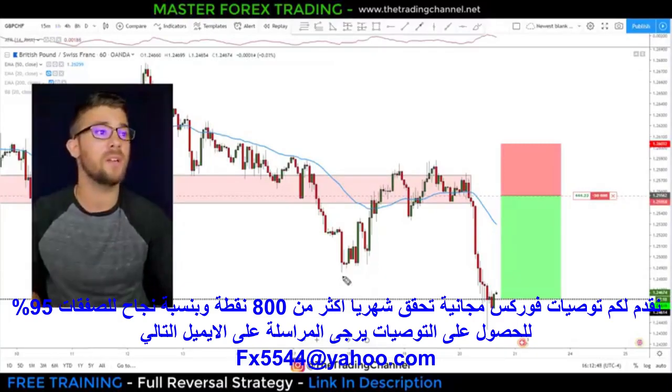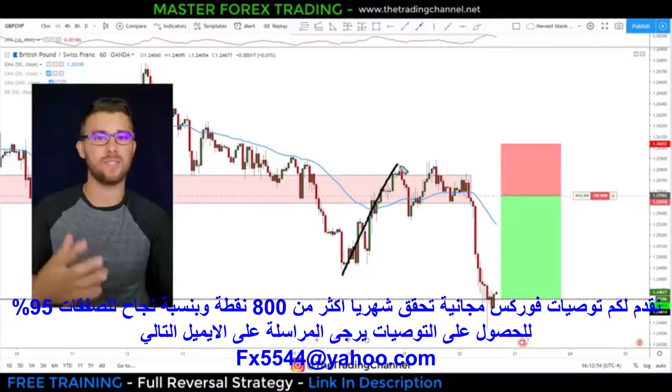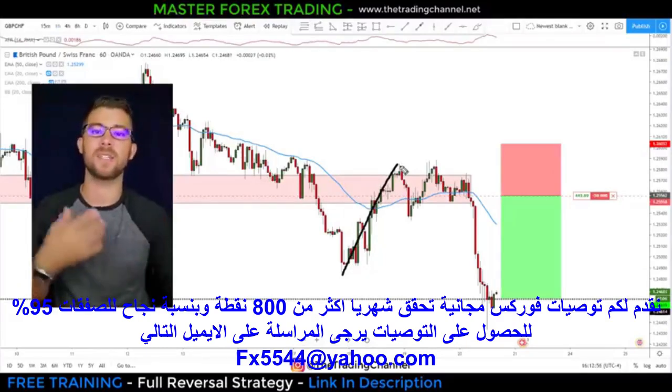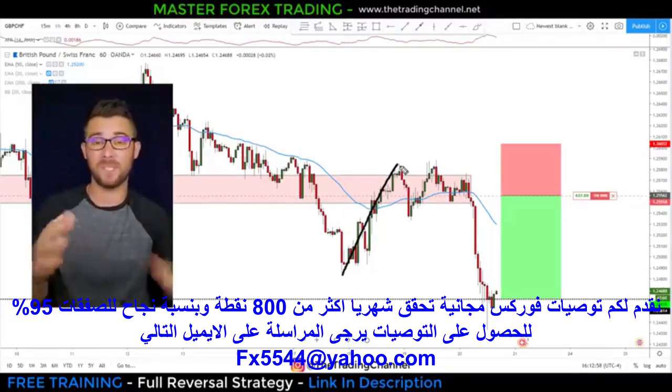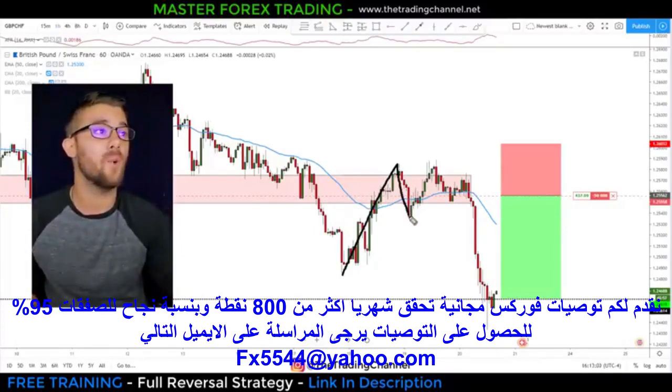Let me get my drawing tool out. We get a little bit above the zone, not too much. It's a zone, guys. It's a zone of support or resistance in this case. It's not a specific area like a specific line on a chart. It's going to be a zone. And in this zone, we get a double top right here.